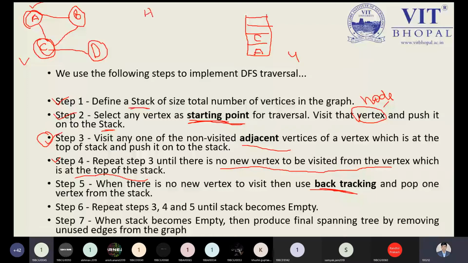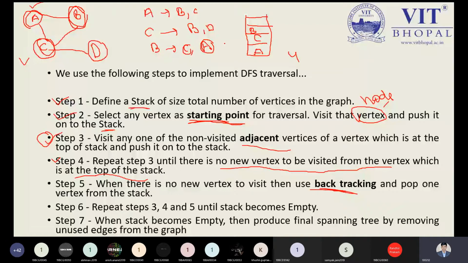Yes, tell me. B. Okay, A is connected to B and C, and C is connected to B and D. Now, after visiting A and after visiting C, I'm putting them into the stack. Next, what do we have? We have B. This is the expected answer. Now, B is connected to C and A. A is already visited, C is already visited.